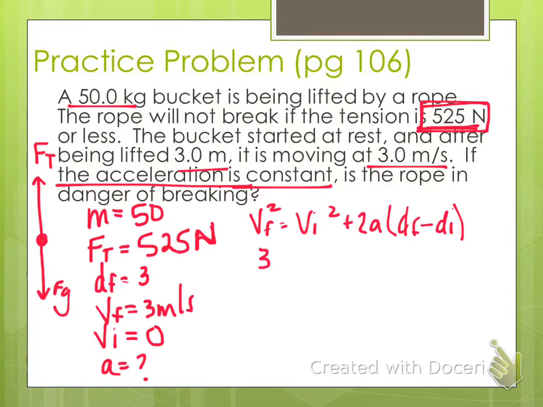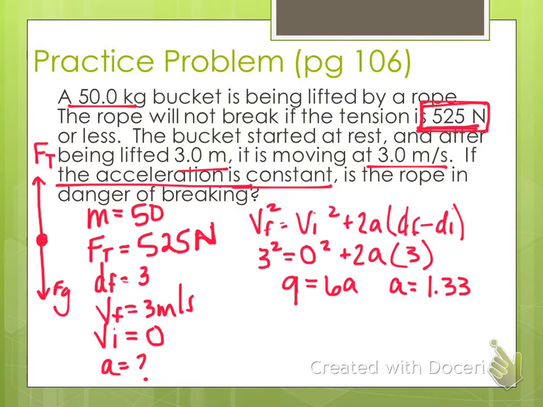So our final velocity is 3. Initial velocity is 0. We're solving for A. Distance final is also 3 meters. So we've got 9 equals 6A. That means A is equal to about 1.3. Is that right? Okay. So that's meters per second squared. That's the acceleration of our object.